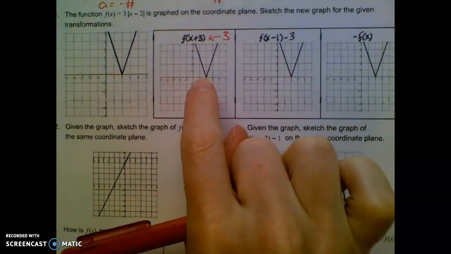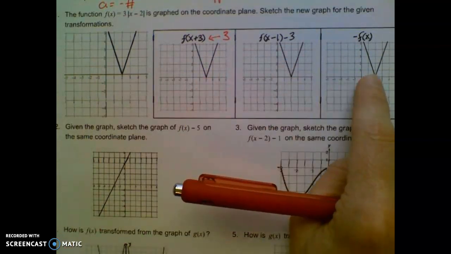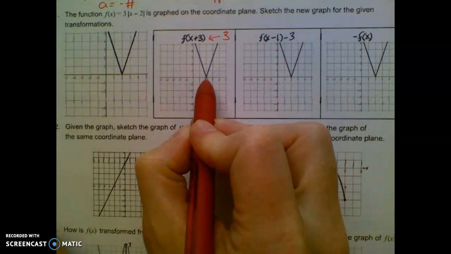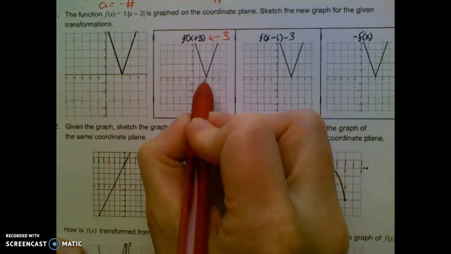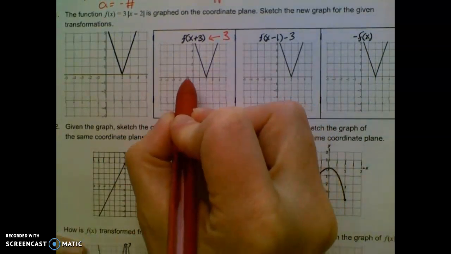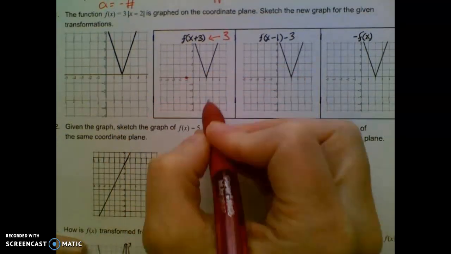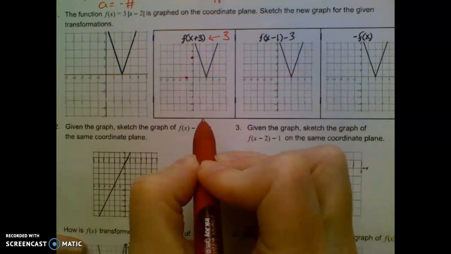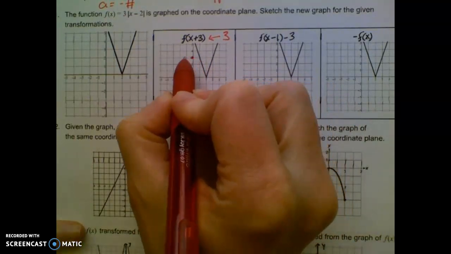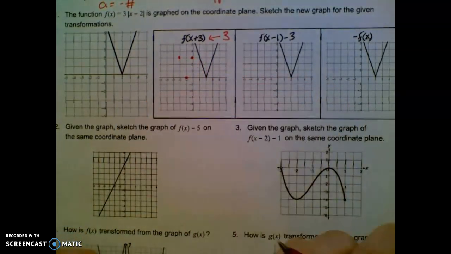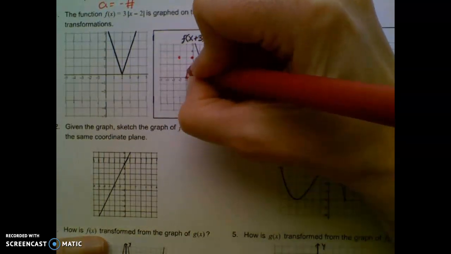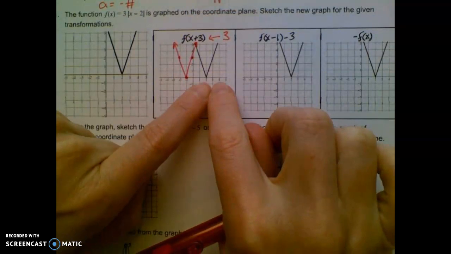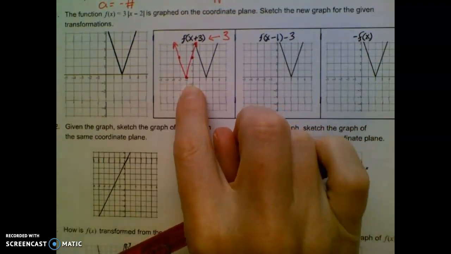So I went ahead and graphed the original function on the graph so we could easily just move it around. But you literally just move this entire graph left 3 units. I'm just going to take this vertex and go left 1, 2, 3, put a dot. Take this point and go left 1, 2, 3, put a dot. Take this point, go left 1, 2, 3, put a dot. And then I'm going to go ahead and connect those. And I have now moved my entire absolute value function left 3 units.